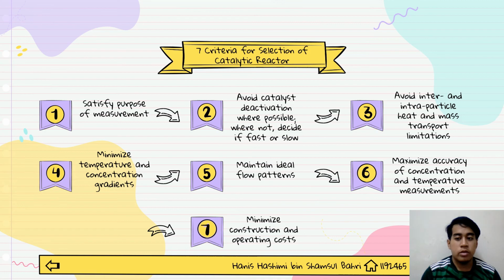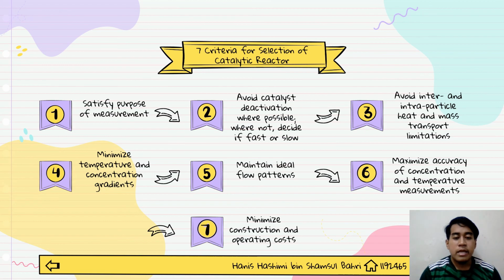If it's slow, we use CSR or differential reactor, and if it's fast, we require the use of transient or transport reactor. Third, avoid inter and intraparticle heat and mass transport limitation. To meet this criteria, we operate at low conversion and or use CSR or differential reactors. Fourth, minimize the temperature and concentration gradient. This is because gradients cause activity and selectivity disguise. If possible, use CSR or differential reactor.